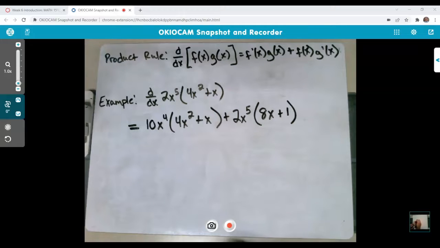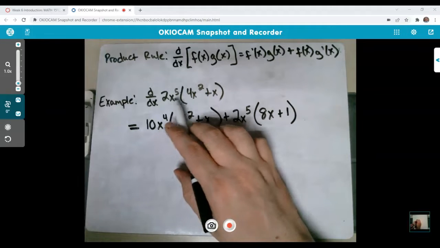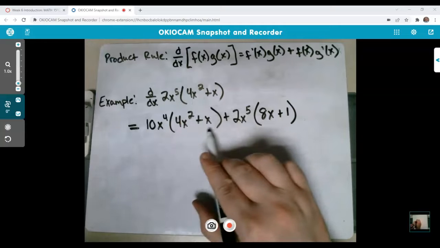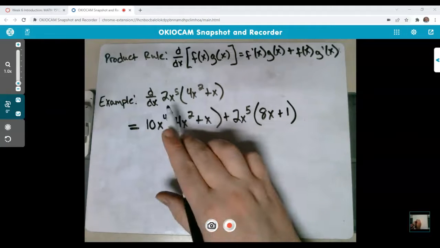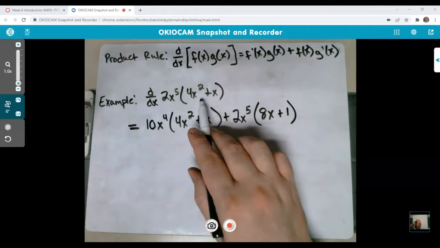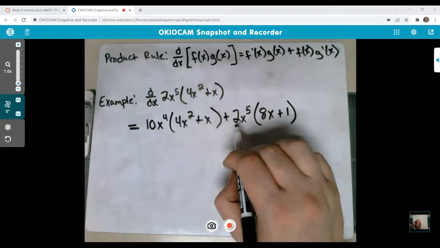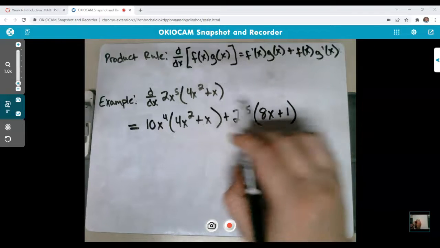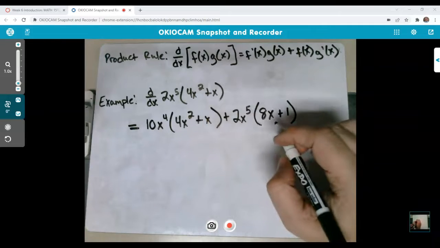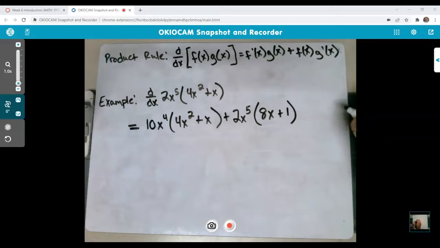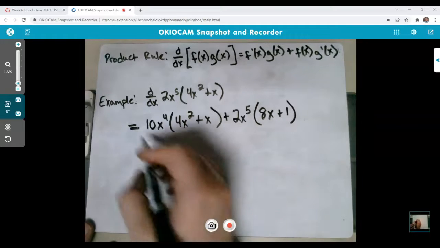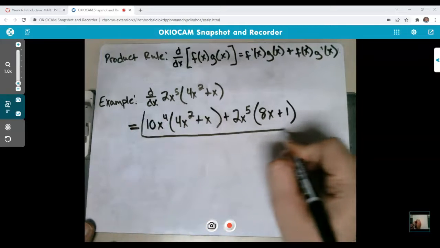So to recap, what I did was the derivative of the first part, leave that part. That's how I got this. And then plus, leave the first part, do that part. So 2x to the fifth, which I left, times the derivative of 4x squared plus x.